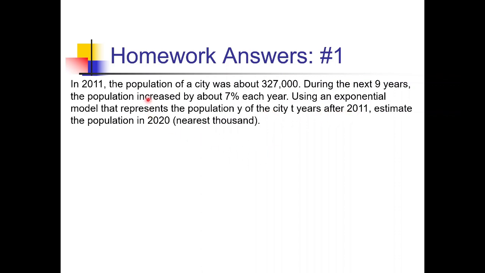Because we're doing population growth, or in general exponential growth, we're going to use our model of f of t equals a times 1 plus r to the t. We're doing plus r instead of minus r because we're increasing rather than decreasing by this amount. So this is going to be an a value, a starting value of 327,000. And the r here is your percentage, so this is going to be 1 plus 0.07. We have to express it as a decimal.